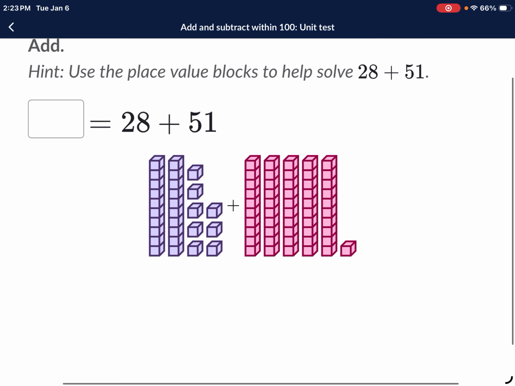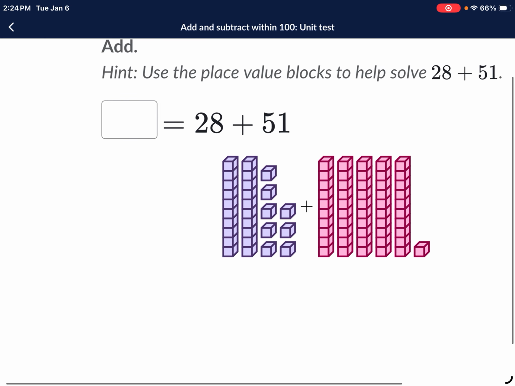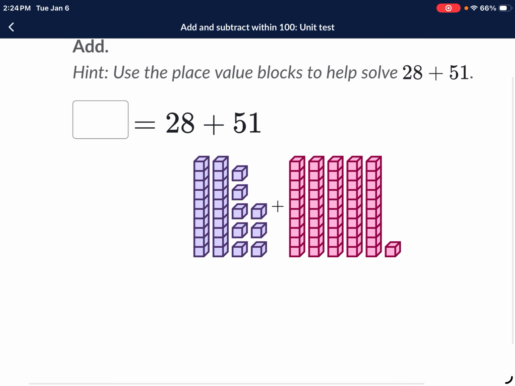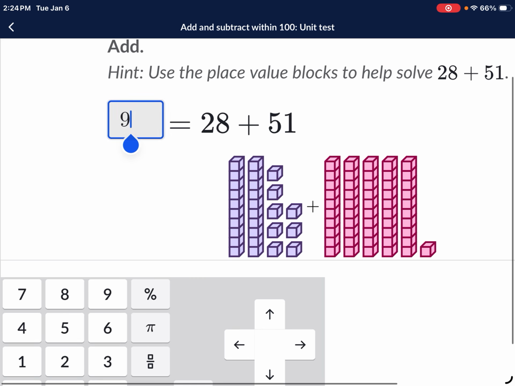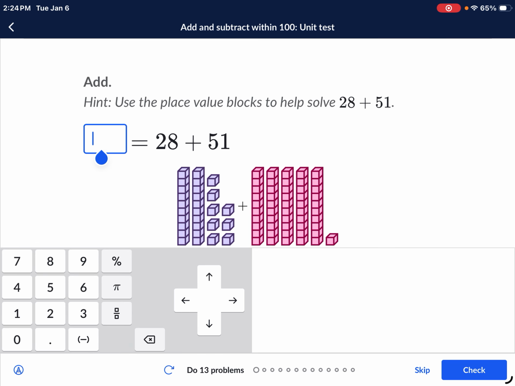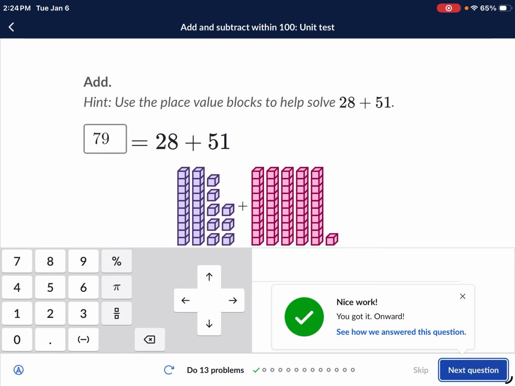So if you add this over here, like that, put it here, then that would be a total of 29. And once you have 29, you add 50 plus 20, and 50 plus 20, it's 70. So the answer is 79. And for some reason, my thing isn't working, so yeah. So yeah, I got it correct.